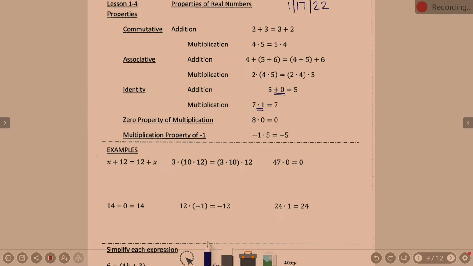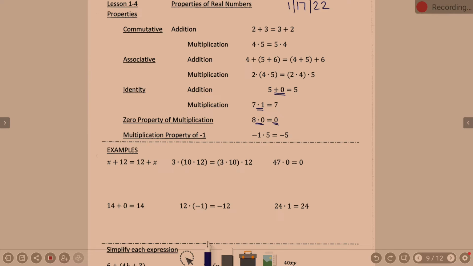Okay. This one's pretty easy too. 0 property of multiplication. What happens when you multiply by 0? 0. 8 times 0 is 0. So that's just talking about when you multiply by 0, you get 0. And multiplication property of -1. What happens when you multiply something by -1? Yeah, the number stays the same, but it turns negative or it changes the sign. Because if it's already negative, a negative times a negative would make it a positive.